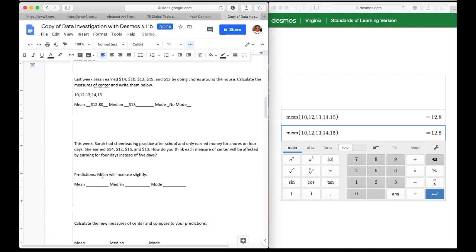All right. And then I will say the median will increase. I'm not sure about that increase. It's probably going to be a smaller amount, but I'm not sure. So I'm just going to put the median will increase.